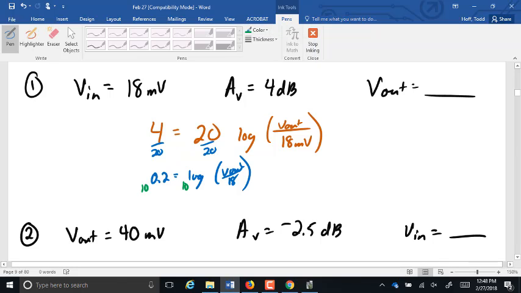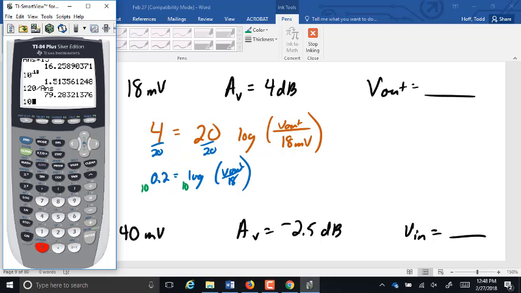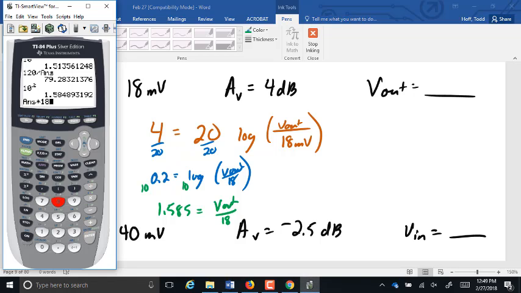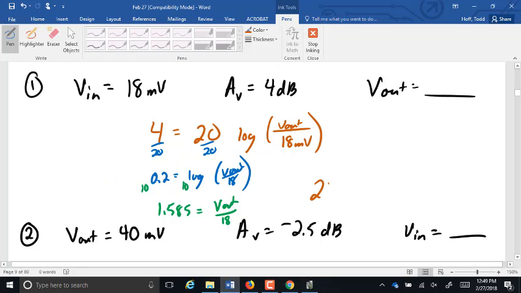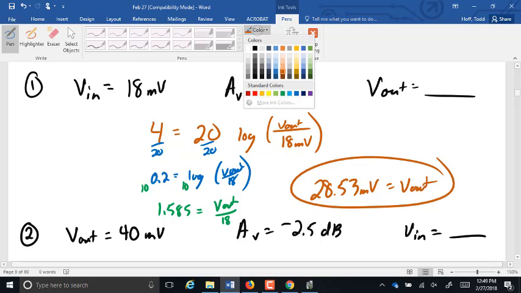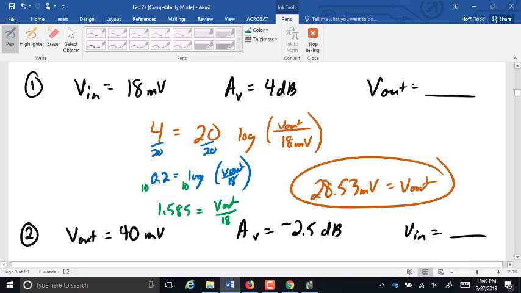We'll do 10 to the power, 10 to the 0.2, it's 1.585, which is going to equal the V out over 18. So we multiply by the 18, you get 28.53 millivolts is our output voltage. How many of you had that one? How many of you missed the, it should be 20 instead of 10? That was kind of to be expected.